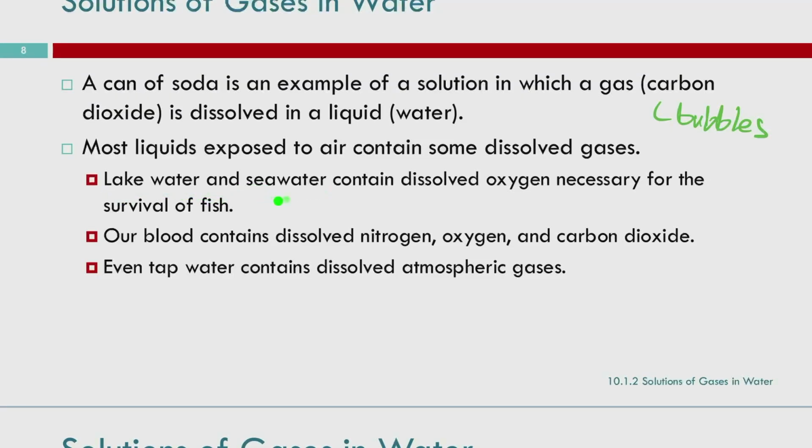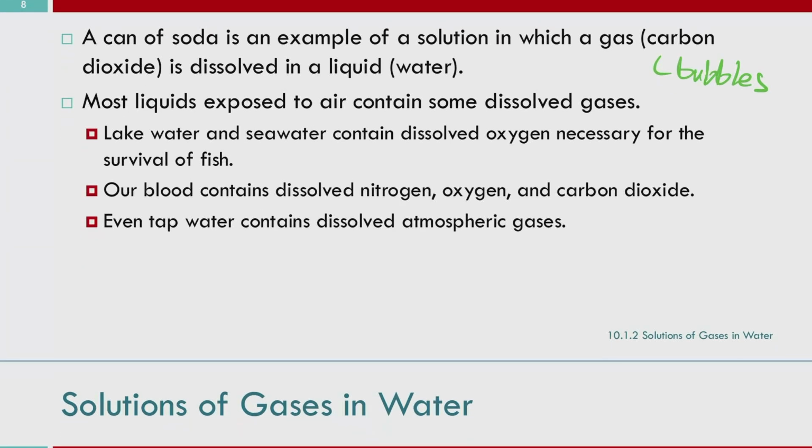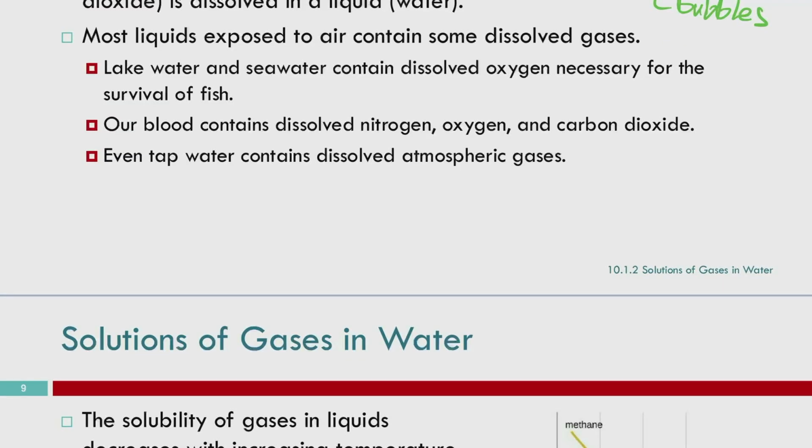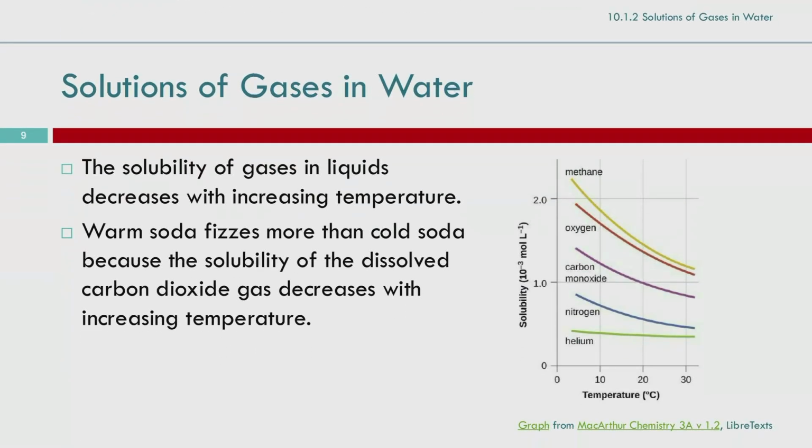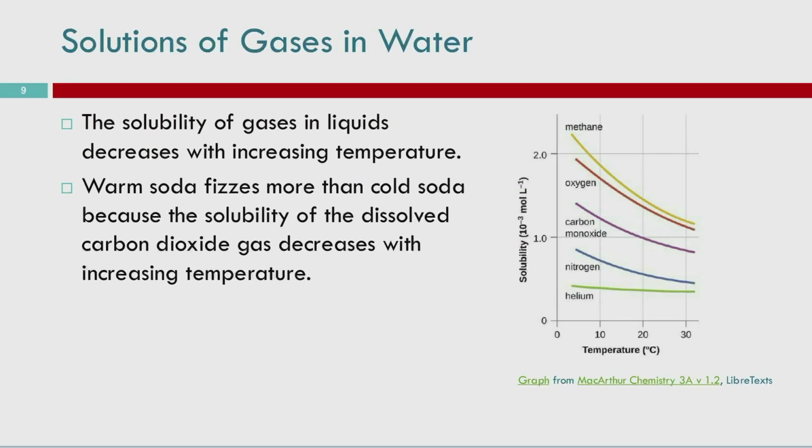Lake water and seawater contain dissolved oxygen that fish need to breathe. So that's often why you'll have like a pump or a bubbler in a fish tank. It's so that the fish can breathe. If you don't do that, they have to come up to the surface to try to breathe air, or they just suffocate, which is not fun, I imagine.